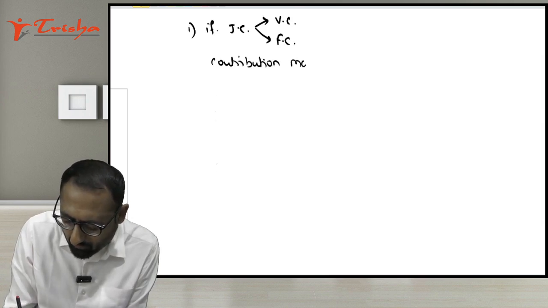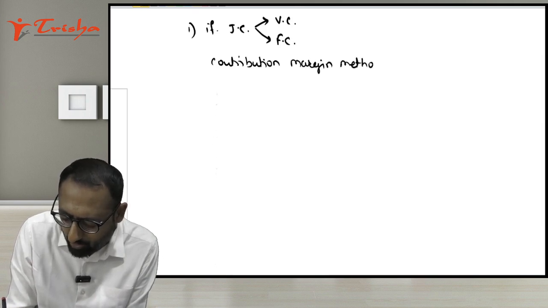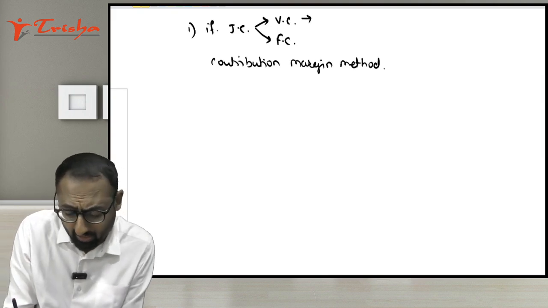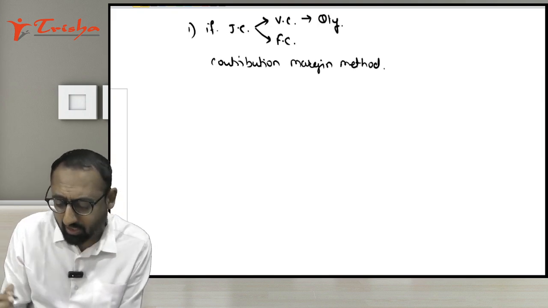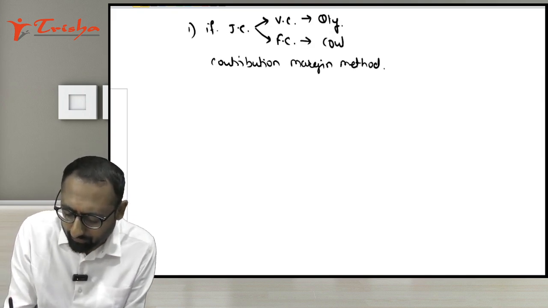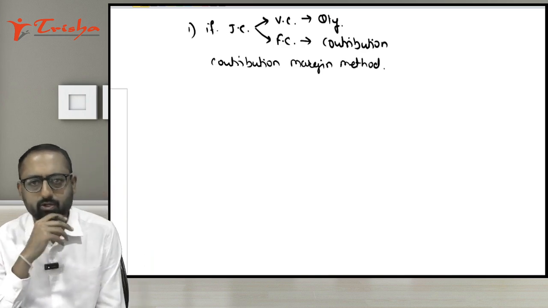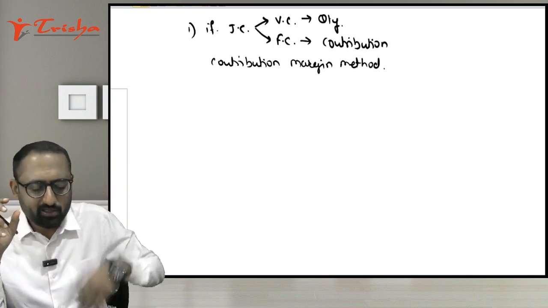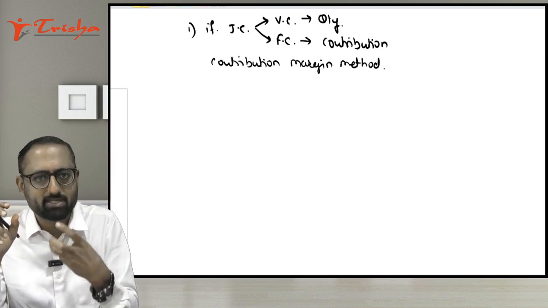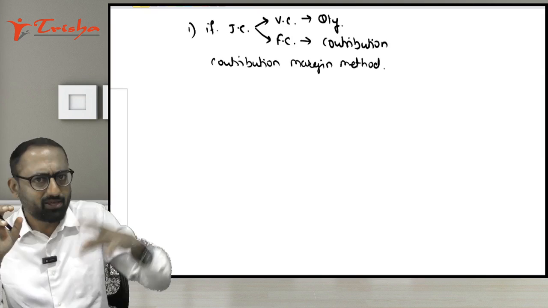Contribution margin method. As I told you, under the contribution margin method, variable cost first will be allocated in the ratio of physical output quantity, and the fixed cost will be allocated in the ratio of contribution. I hope this point is clear to every one of you. So while reading the question, if the method is not given, please check whether variable cost and fixed cost are given separately. If yes, then apply this method.